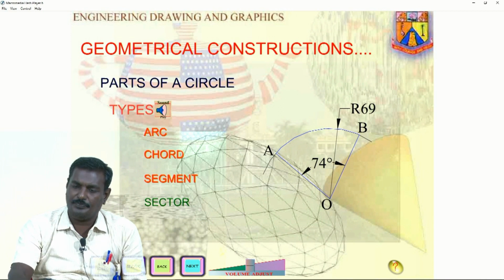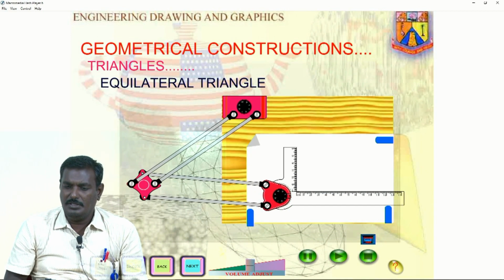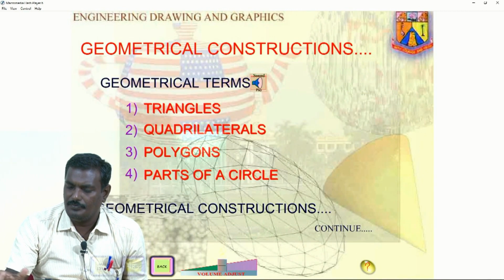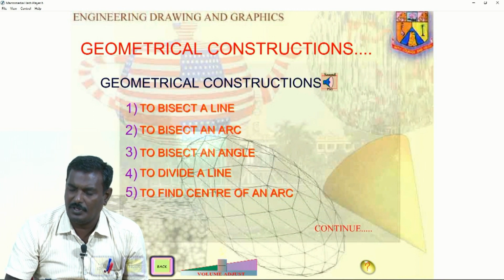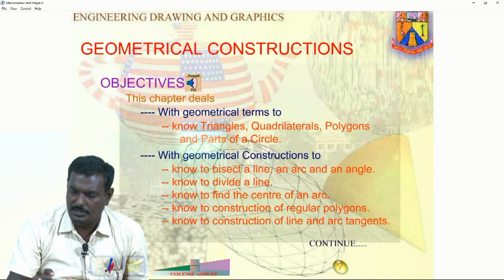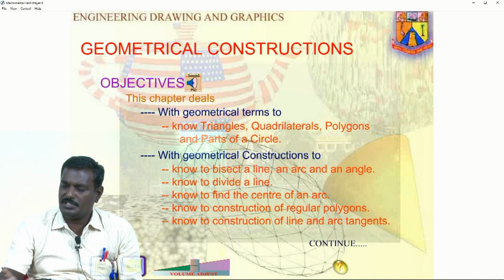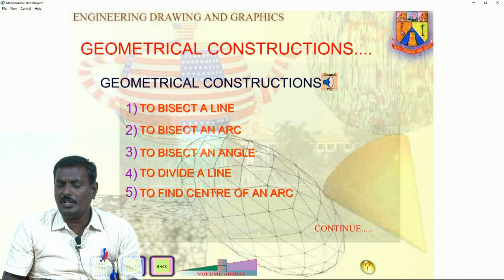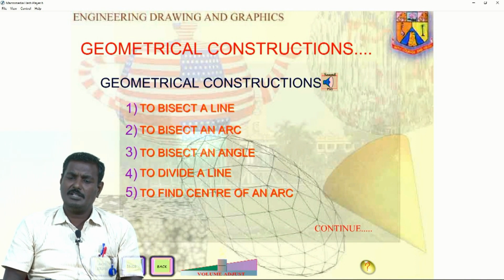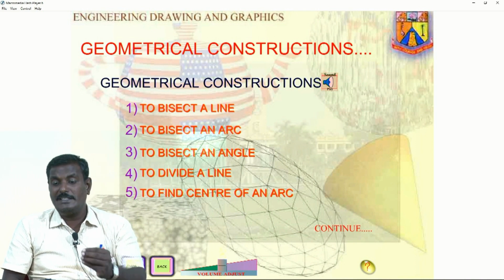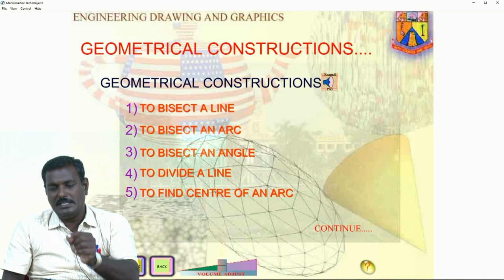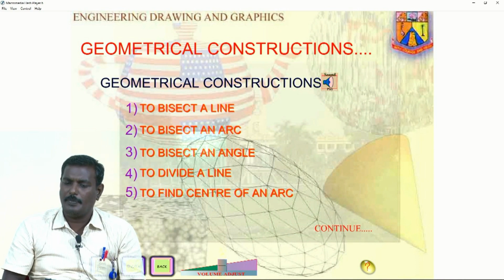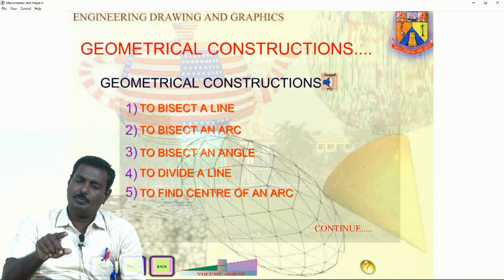What about this? Try to see the equilateral triangle. I already showed geometrical constructions. Why do we go for geometrical construction? To bisect a line, to bisect an arc, to bisect an angle, to divide a line, to find the center of an arc. We have to see one by one. First, to bisect a line.